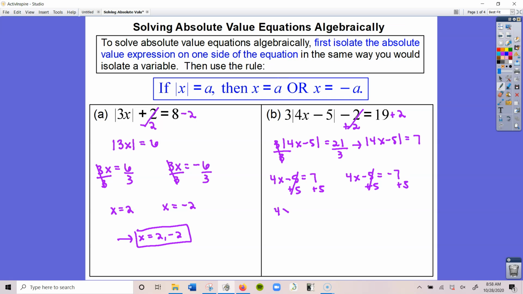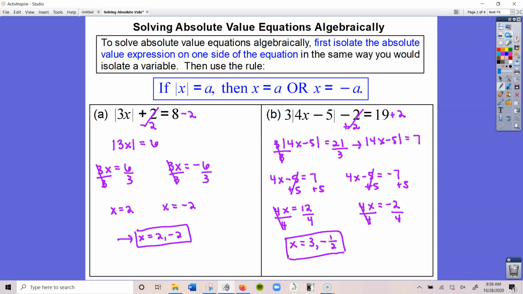And I get 4x is equal to 12 on one equation. And on the other one, I get 4x is equal to negative 2. Then I would divide each one by 4. And I get these two solutions. I get x is equal to 12 divided by 4, which is 3. And here I get that x is equal to negative 2 over 4, which is equivalent to negative 1 over 2. And these would be my two solutions.